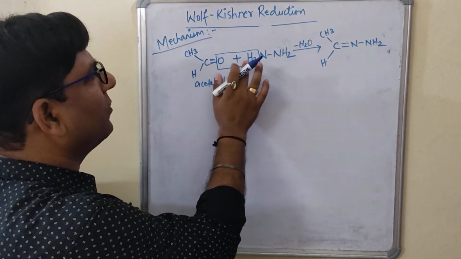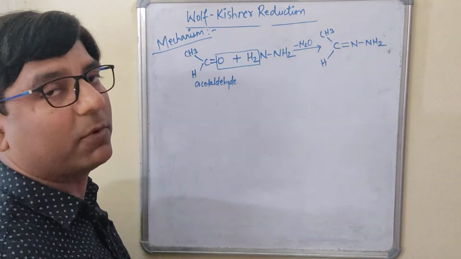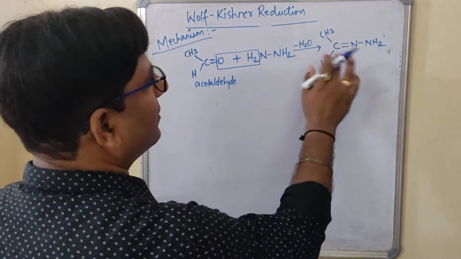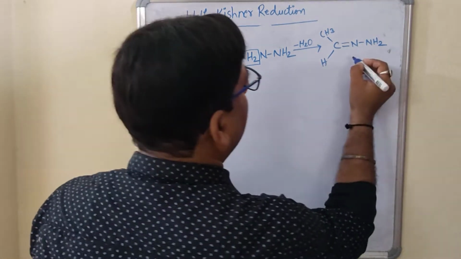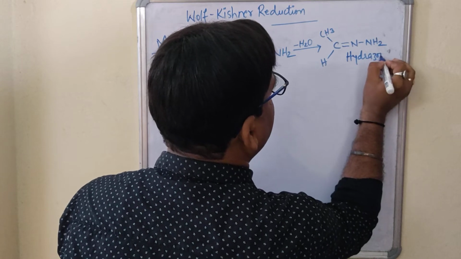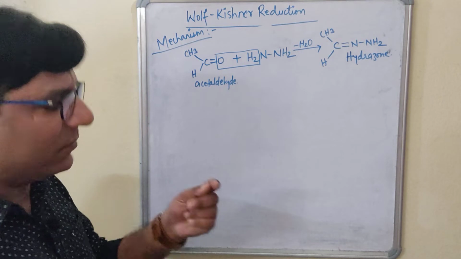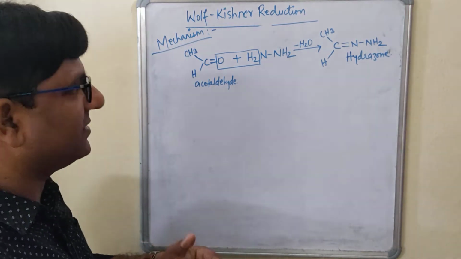Only oxygen we are removing, and this H2, not the bonds. We are not touching any bonds. Clear? So this will be the initial product. This is the hydrazone, you can say. This is the hydrazone. Now, what will happen in the next step?